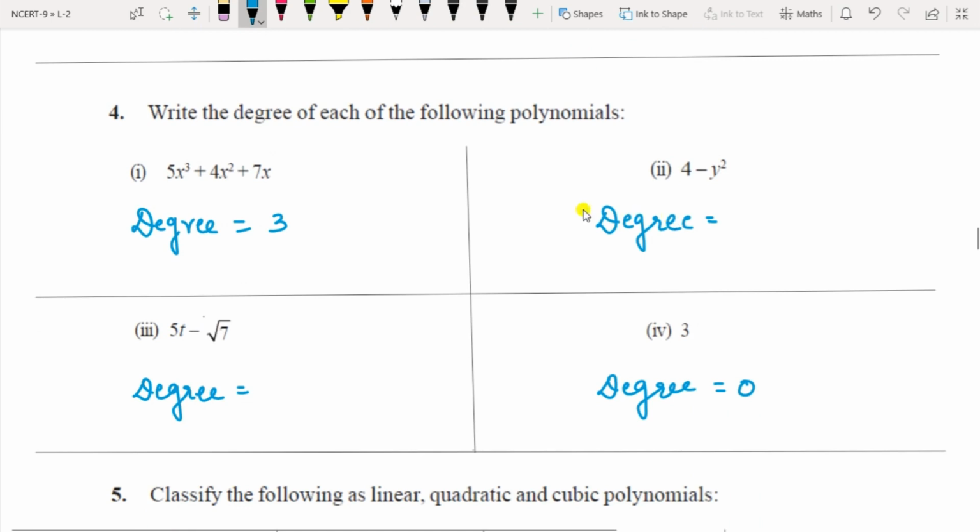Write the degree of each of the polynomials. Now here you have to write the degree of each of the polynomials. We have seen above, the degree of the polynomial means the highest power you have to write. So here highest power of the variable you have to write. So highest power in this case is 3. In this case it is 2. In this case it is 1. Here the variable is not there, so its power becomes 0.